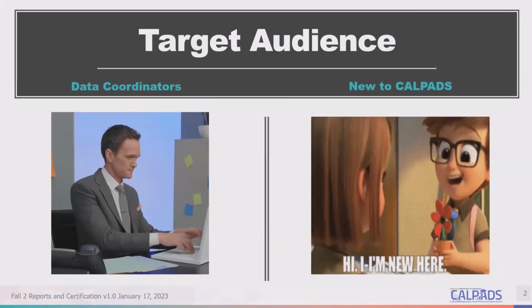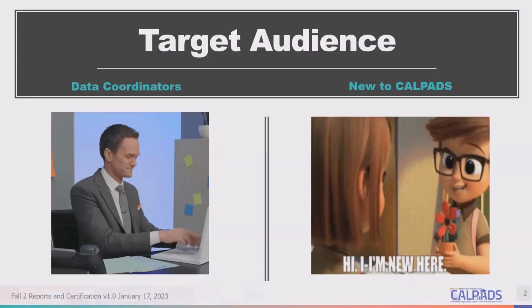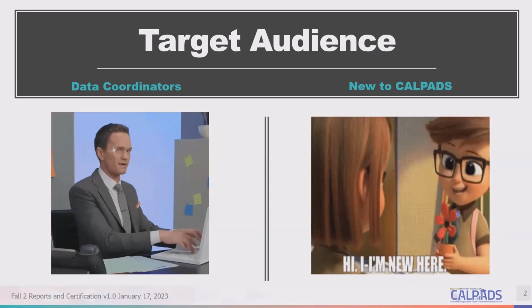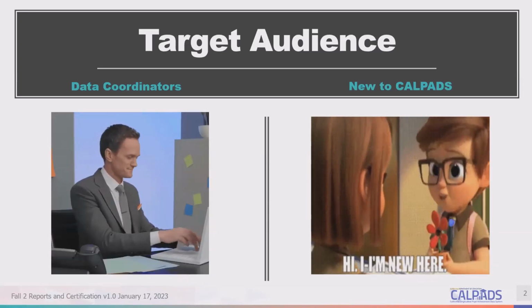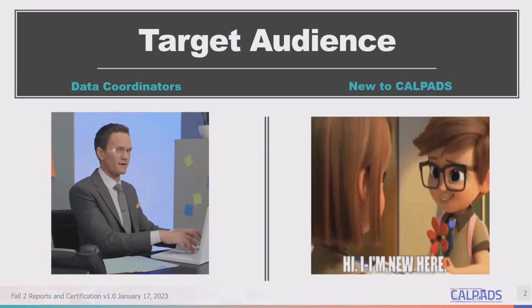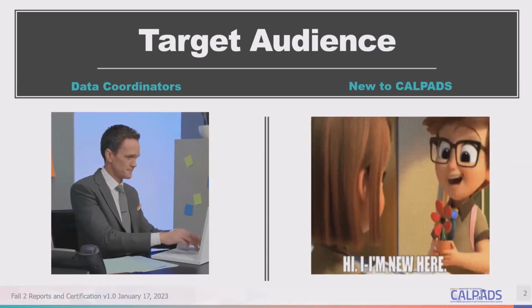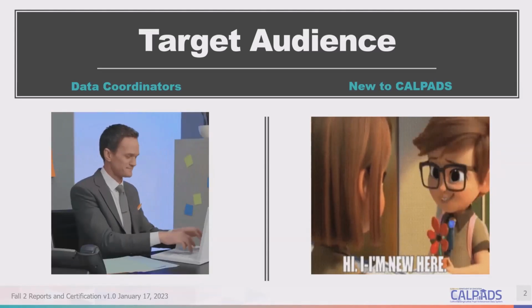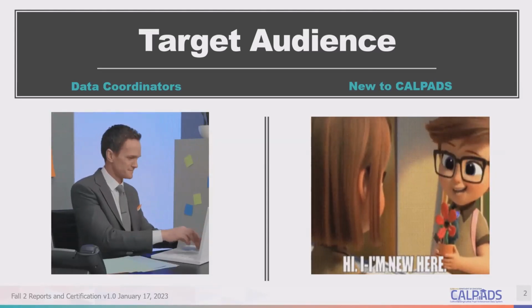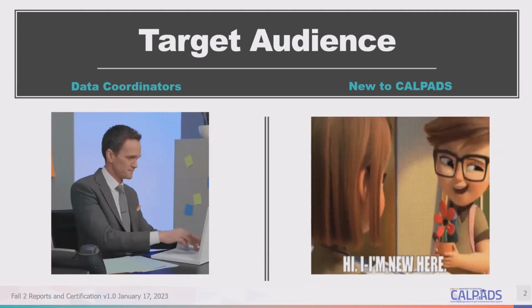This is reporting and certification specifically, right? So the target audience are the data coordinators, those who submit data to CALPADS regularly, and those of you who are new to CALPADS. The distinction is we have a Fall 2 Advanced for those who are experienced users, the more experienced data coordinators, for those who are confident and only need an update. They don't need longer training.